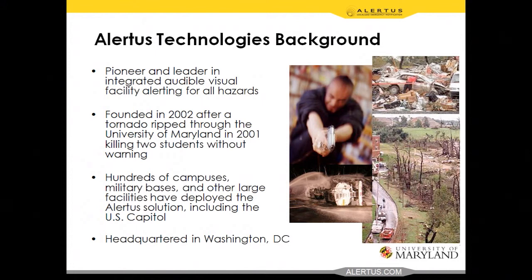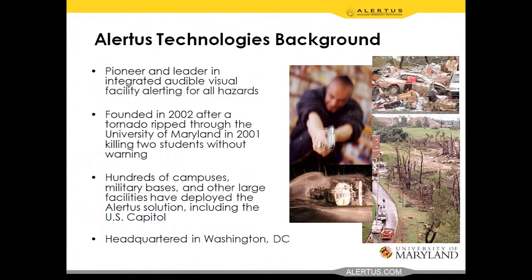So how did we get to where we are now? The company was founded in 2002, so it was way back before mass notification was the hot topic, and before all these events that are really driving mass notification as a priority for organizations. And that was driven by an event that went through the University of Maryland, which was a tornado.